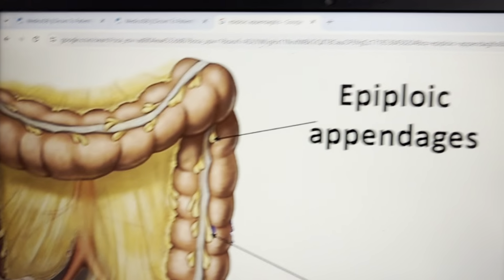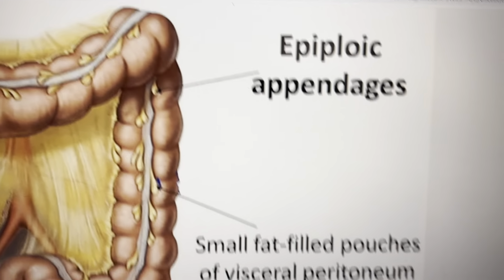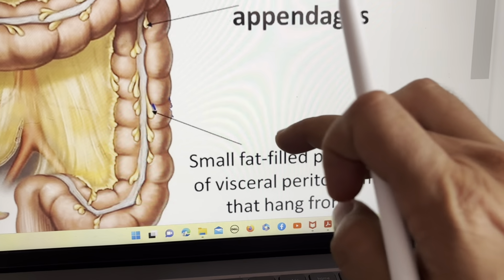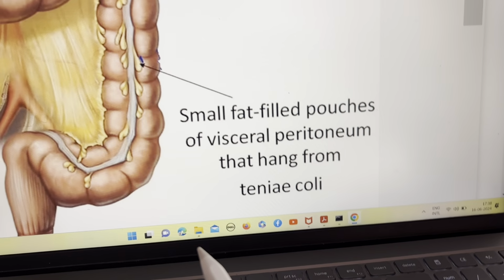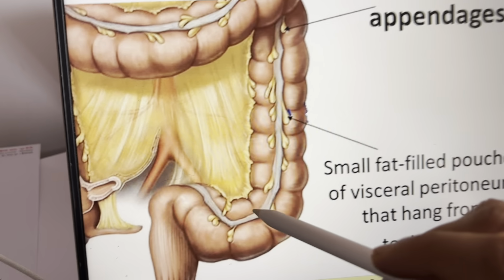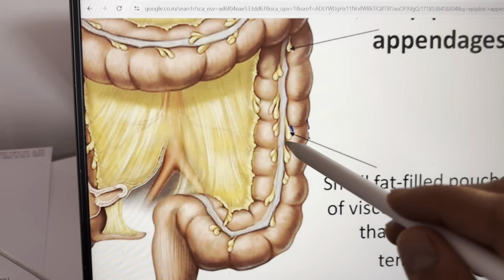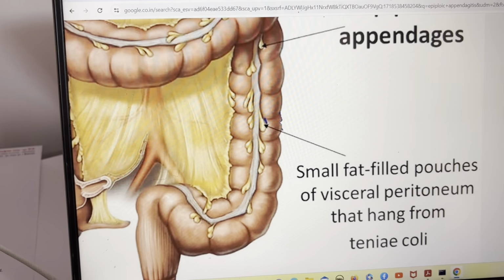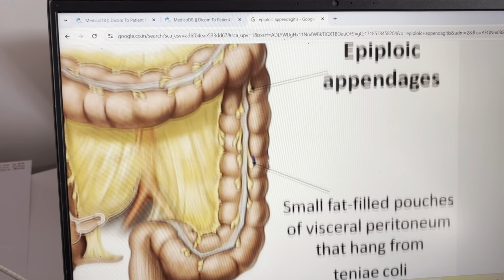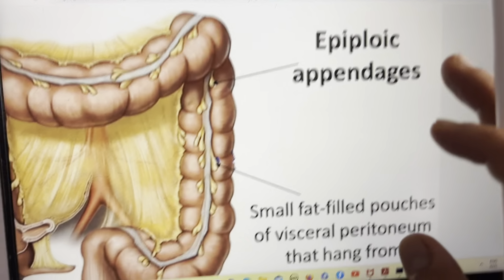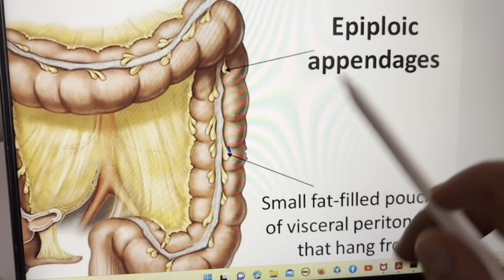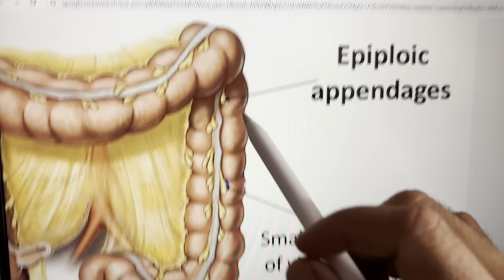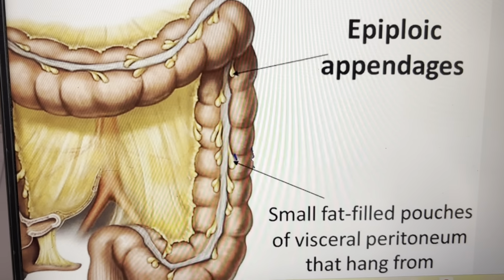So, the epiploic appendage is a small fat-filled pouch of visceral peritoneum that hangs from the taenia coli. So this white line is called the taenia coli, and this polypoid yellowish structure which is hanging is called the epiploic appendage. It is a normal structure that we see in the large colon. It is a fat-filled pouch, and when this fat-filled pouch gets inflamed, it causes pain.